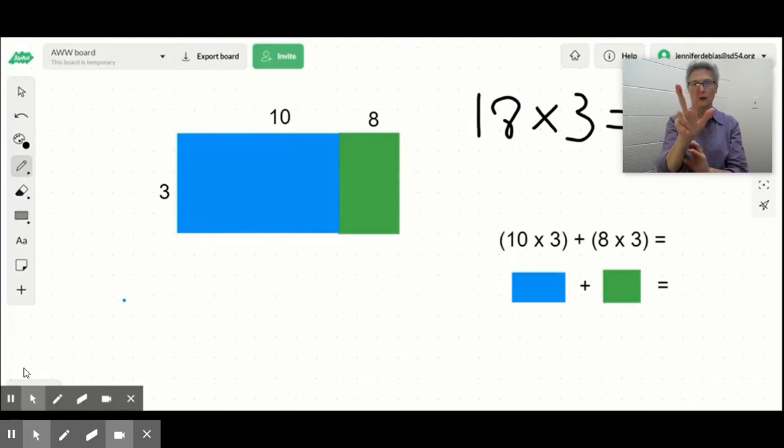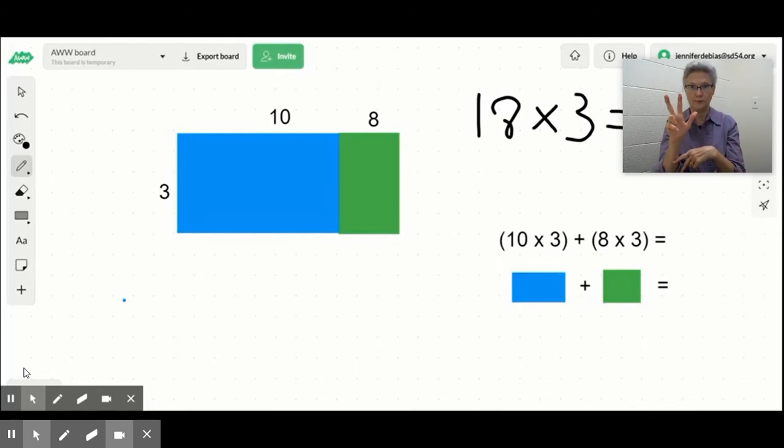So we're going to break apart those factors like we did, and we're going to multiply each of those numbers. So here we're going to multiply our tens by our other factor 3, and we're going to multiply our ones by our other factor 3, which is just 1. So we don't have any tens in our other factor. So here's the equation written out. We're going to do 10 times 3 plus 8 times 3.